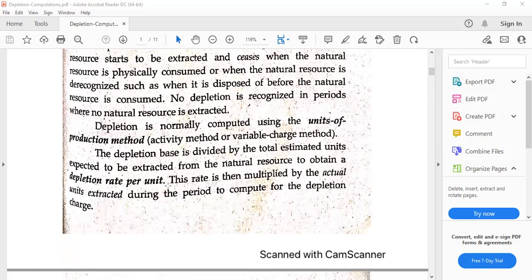And under that method, remember the depletion base, which is the depletable amount, is the cost or acquisition cost plus the total costs, which we will tackle later exhaustively, less the salvage or scrap or residual value, divided by the number of units estimated to be extracted, equals depletion rate per unit. And whatever the unit rate would be, that is to be multiplied to the actual units extracted during the period.